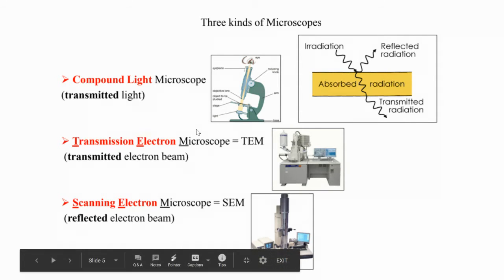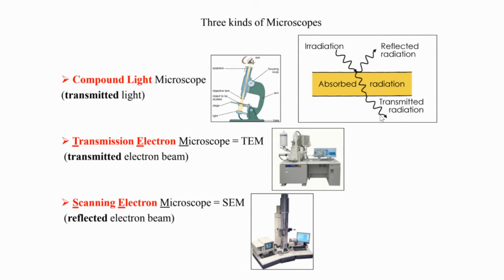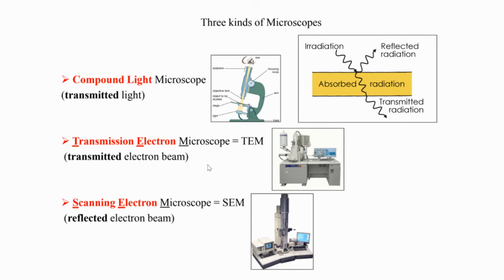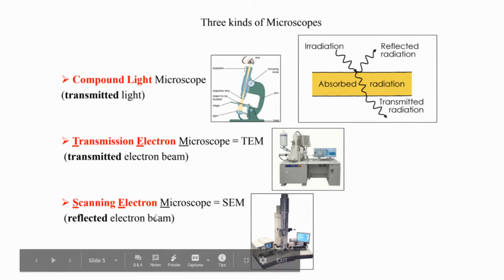So basic physics is being applied over here. The radiation falls on your specimen. It will either pass through the specimen or it will reflect. If it is passing through, then this principle is being used by your light microscope and your transmission electron microscope. If the electron beam is falling on the specimen and reflecting, and the reflected beam is being captured to get the image, then it is the scanning electron microscope.